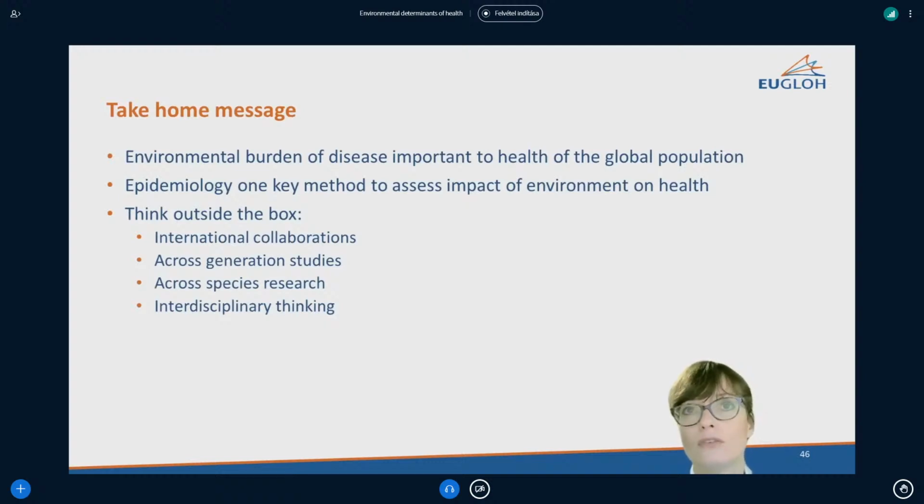With this outlook to potential future directions, I'm coming to the end of today's presentation and would like to summarize. You have learned today that the environmental burden of disease is important to health of the global population. You have also learned that, among others, epidemiologic studies are used to assess the impact of environmental factors on health. We have then discussed different epidemiologic study designs using examples of studies my group at LMU has been involved in.